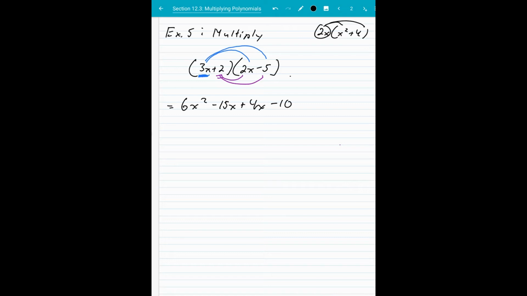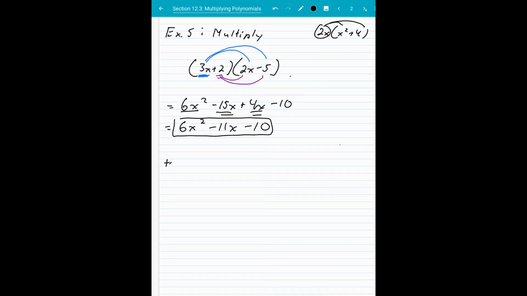So now we're in the simplification process, what we were doing in the last section. Combine like terms. There aren't any other x squared, so this would be 6x squared. We can combine these, and that makes minus 11x, and then negative 10. That would be your answer.